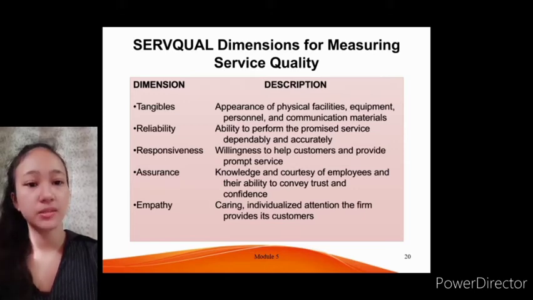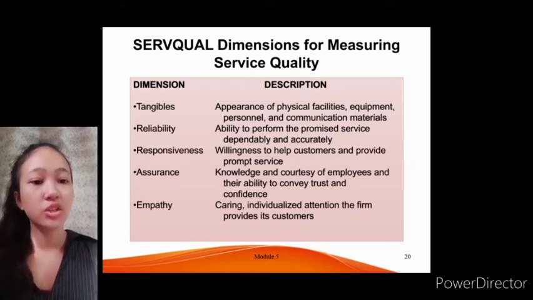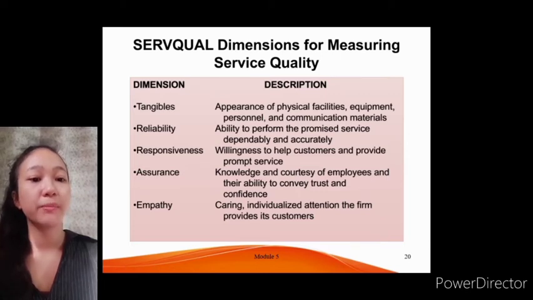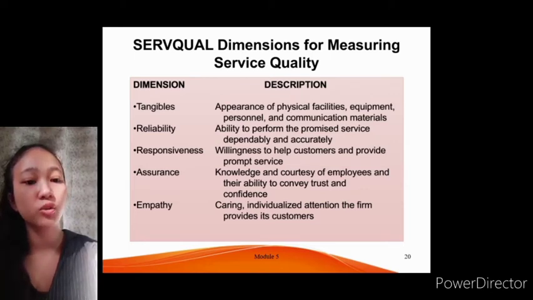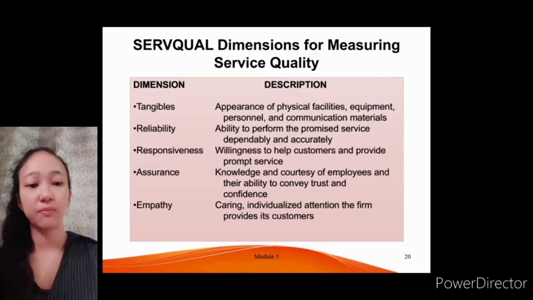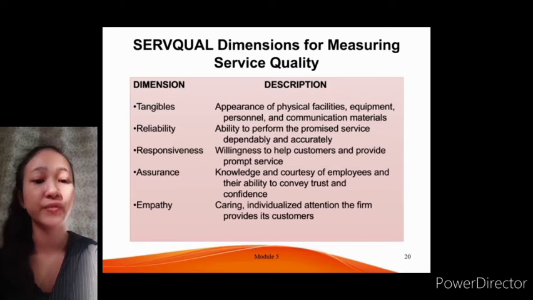So assurance: the knowledge and courtesy of employees and their ability to convey trust and confidence. Service providers are expected to be the experts of the service they are delivering. So it is inspiring confidence or building customers' trust towards your service.